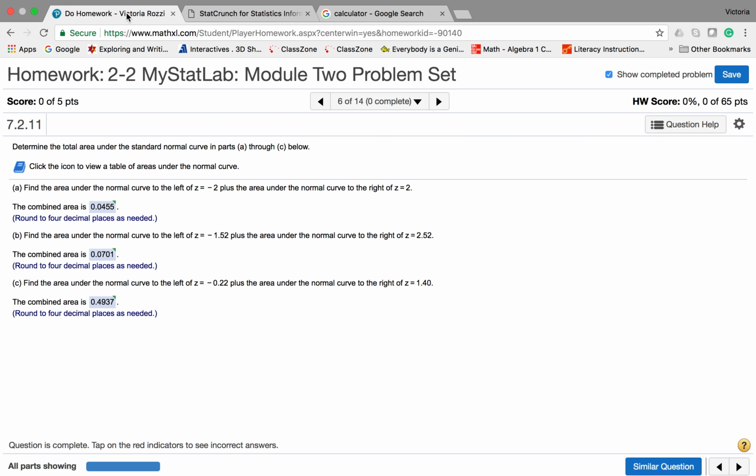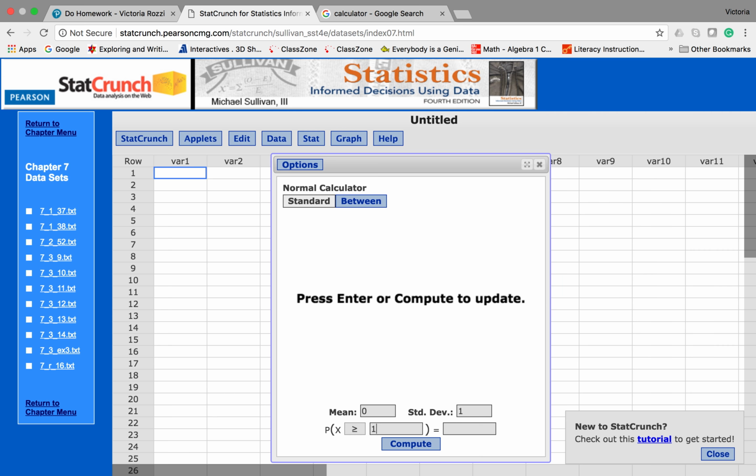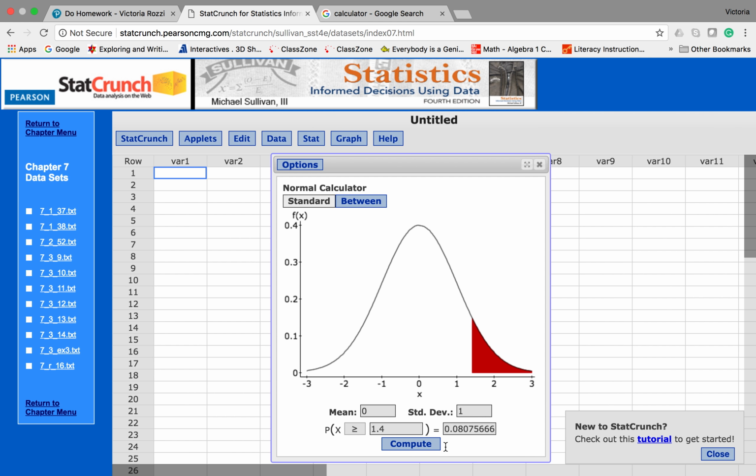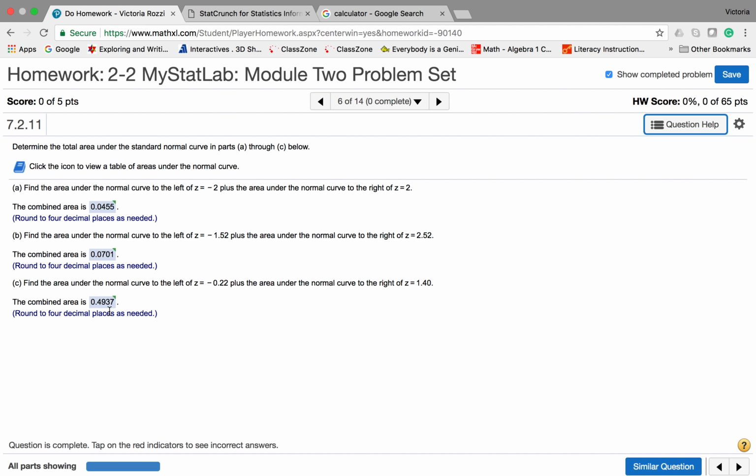We have to find the area to the right of 1.4. So change this to greater than, and 1.4, and I'm getting 0.08075666. So 0.41293558 plus 0.08075666, and I'm getting 0.49369. So we would round this 6 to a 7, 0.4937. Let's see if that's what they got, and that is what they got.